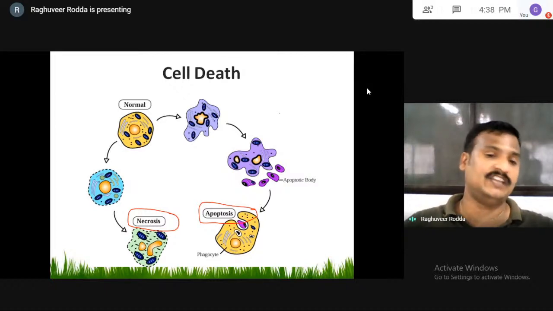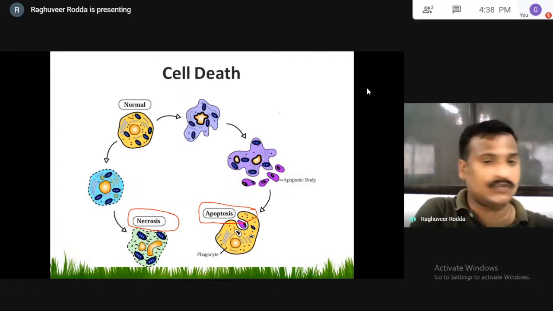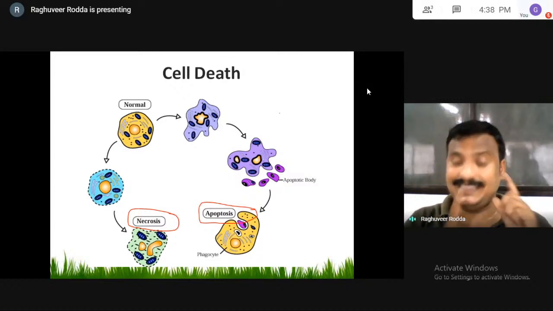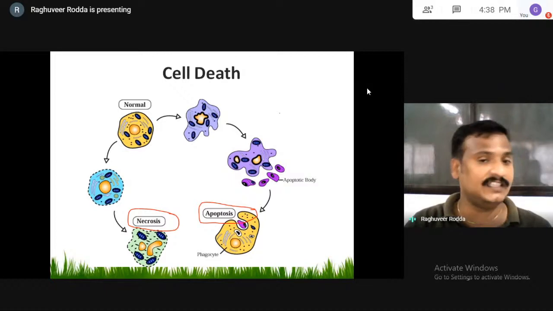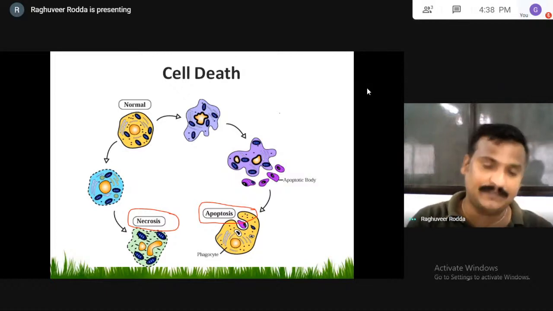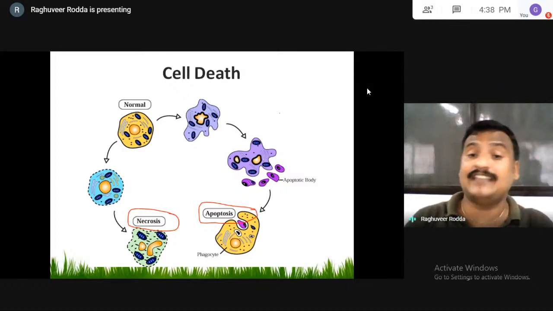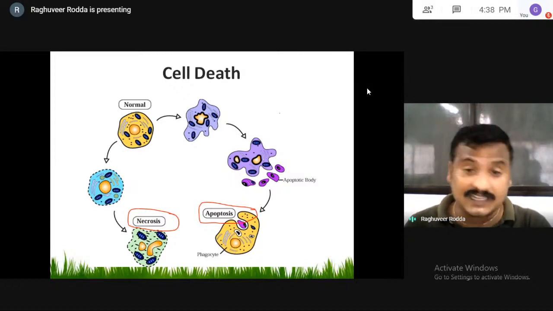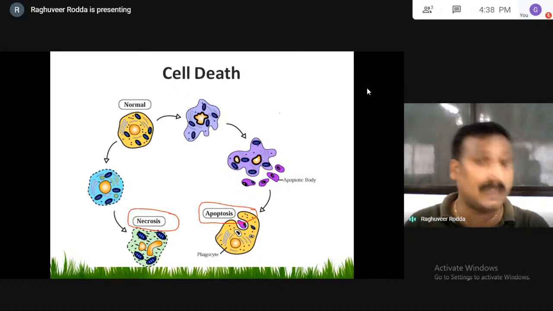The death will take place in two ways: one by necrosis, one by apoptosis. Here, necrosis is a pathological type of cell death, whereas apoptosis is a pathological as well as physiological type of cell death, because apoptosis itself is called programmed cell death.